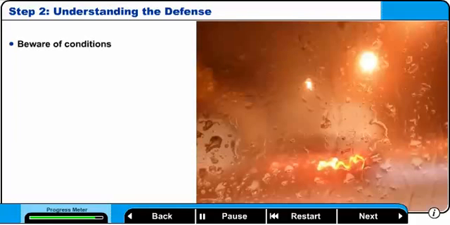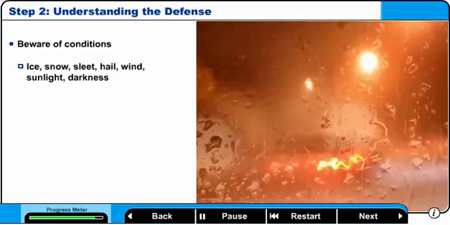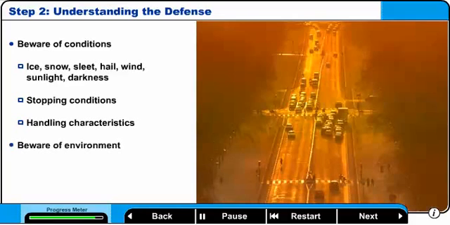Remember, you are responsible for your own behavior. Beware, too, of the conditions. You need to understand how to change your driving to deal with ice, snow, sleet, hail, sunshine, and darkness. You also need to know how to allow for appropriate stopping distances in each of these conditions. And you need to be familiar with the handling characteristics of the vehicle you are driving. The environment also requires you to change your defenses. Different times of day, different traffic mixes, and different locations all require different defensive driving strategies.